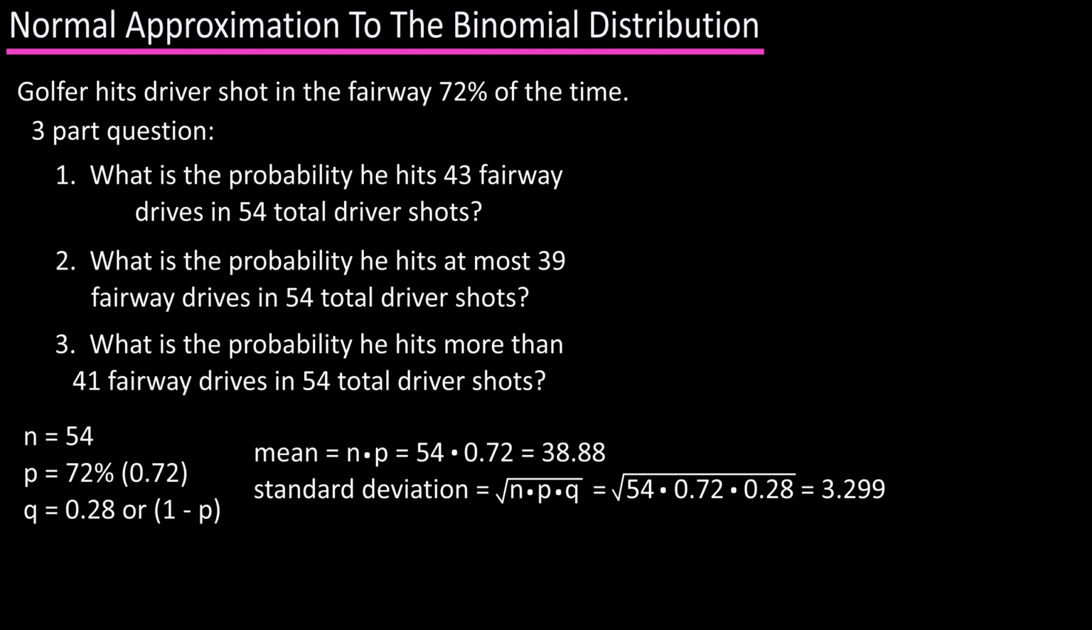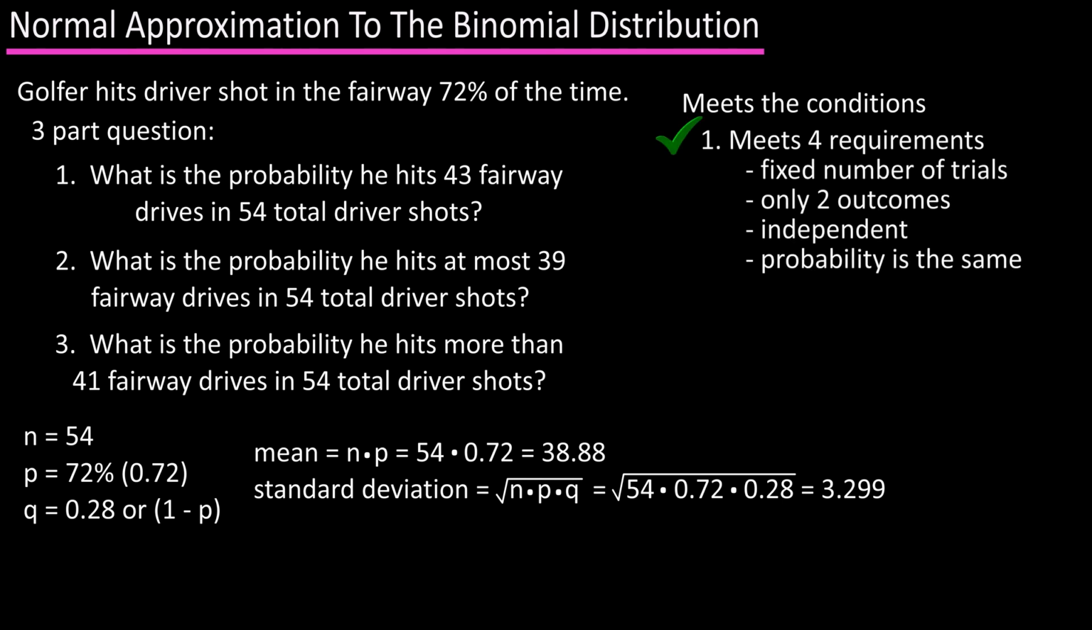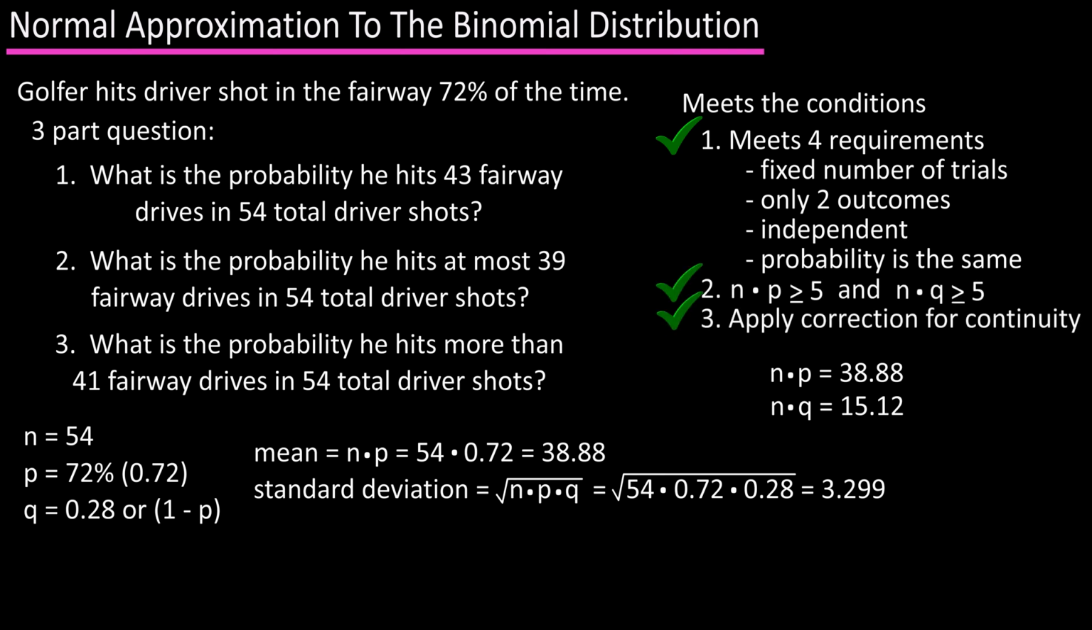Before we do any calculating, we first need to make sure the question meets the conditions to use the normal distribution as an approximation. It does meet the 4 requirements for a binomial experiment. N times p equals 38.88 and n times q equals 15.12, so both of these are greater than or equal to 5. Since conditions 1 and 2 are met, we need to apply the correction for continuity for each of the 3 different questions.